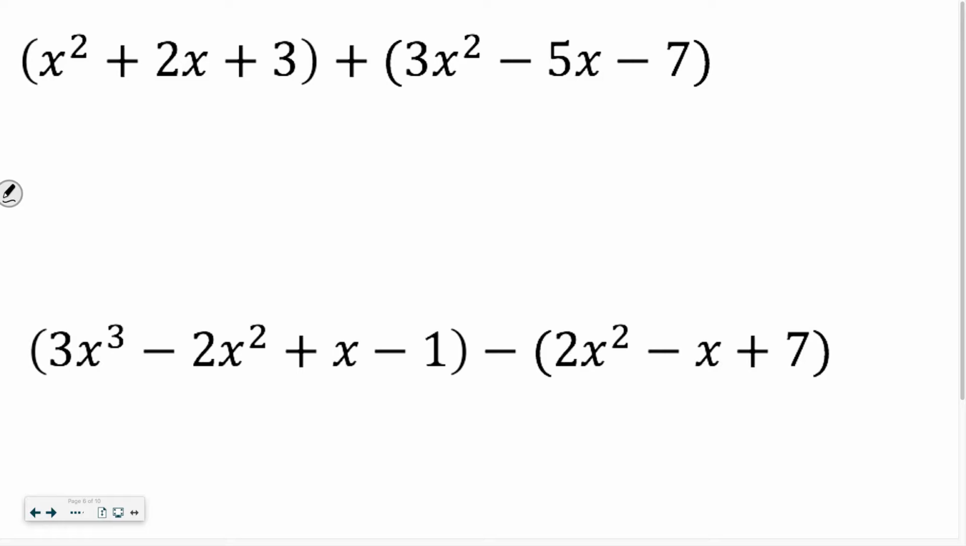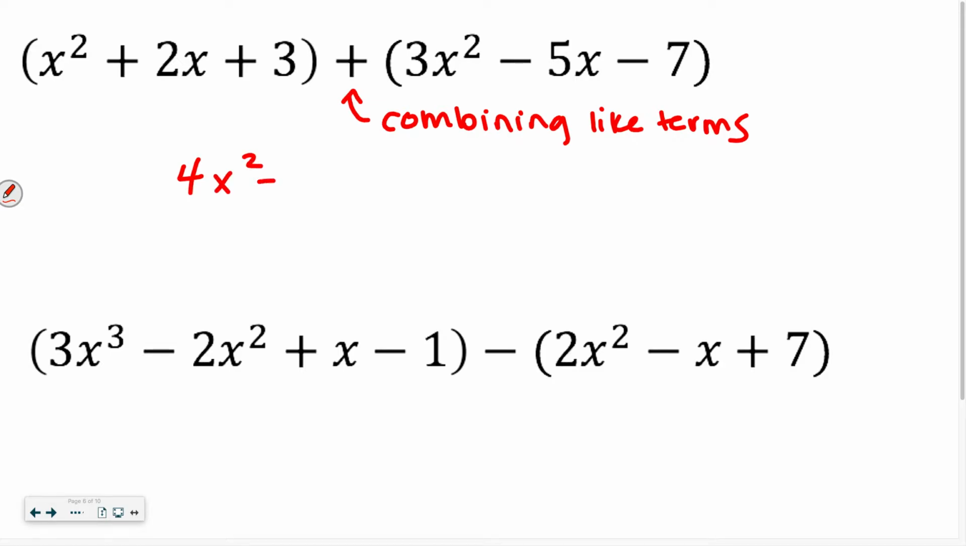But what would you do to add 2 polynomials that look like this? Would I distribute? Yeah, if I'm adding right here, it's a matter of combining like terms. When are you going to distribute? When it's multiplication, when the parentheses are right next to each other, right? So I could do this real fast. That's 4x squared minus 3x minus 4. Watch your signs, right? What would you have to be careful of?